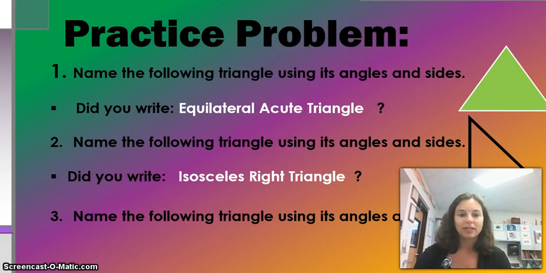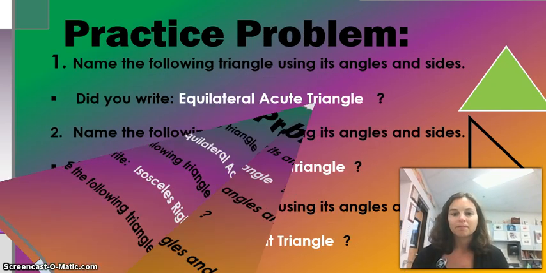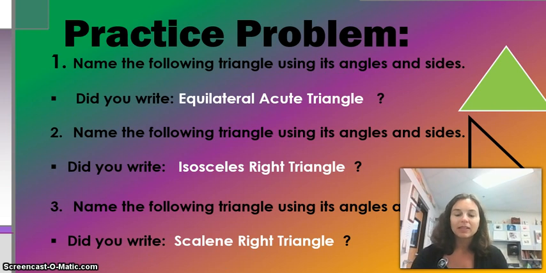Let's look at number 3. Name the following triangle using its angles and sides. Go ahead and write down what you think that is. And when you think you have the right answer, you can press play and continue on. It's a scalene right triangle.